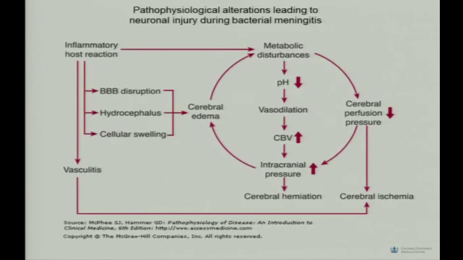Okay. The release of the cytokines and the release of the reactive oxygen species disrupts the normal metabolism within the brain. It can cause the acidity to increase. Right? So the pH goes down. That produces more vasodilation. You get an increase in cerebral blood volume, which increases intracranial pressure.